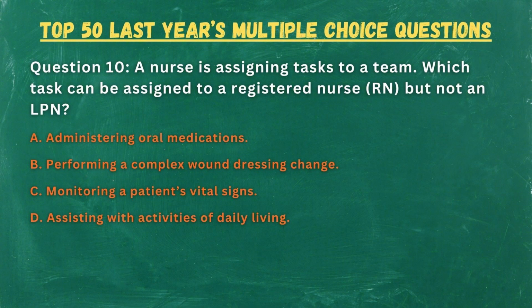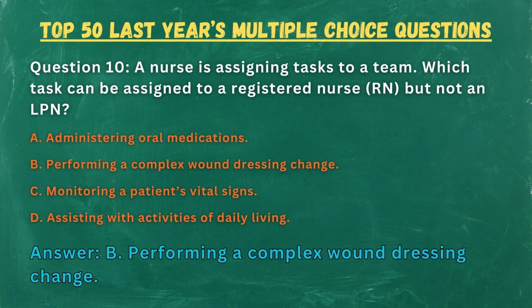Question 10. A nurse is assigning tasks to a team. Which task can be assigned to a registered nurse, RN, but not an LPN? A. Administering oral medications. B. Performing a complex wound dressing change. C. Monitoring a patient's vital signs. D. Assisting with activities of daily living. Answer: B. Performing a complex wound dressing change.